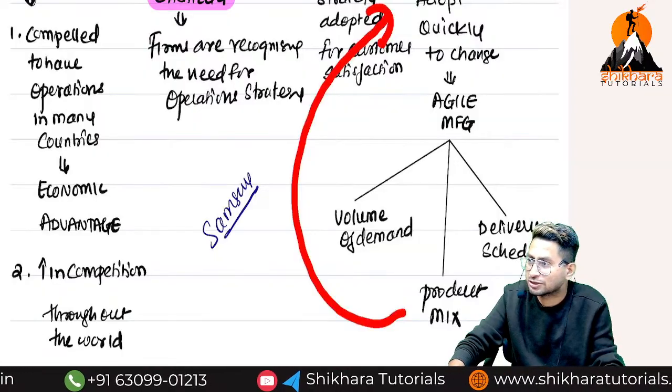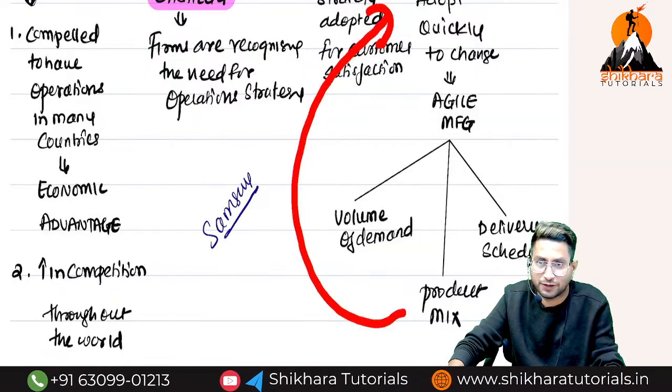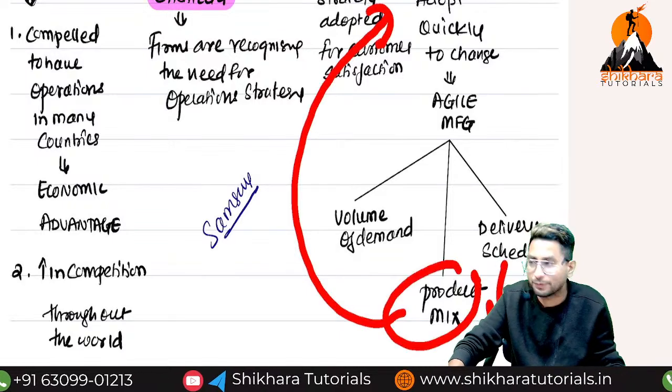Imagine if my product mix is very high. Is it easy for me to change fast or difficult? Difficult for me to change fast. But when product mix is less, it is easy for me to change fast.